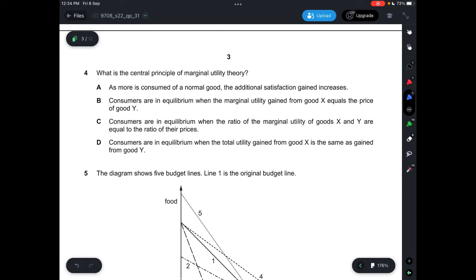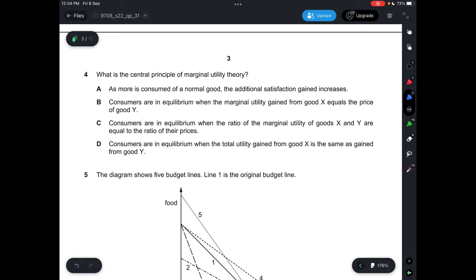Question 4. What is the central principle of marginal utility theory? Okay, marginal utility theory. So this means that if you consume more of that particular good, like extra units, then your marginal utility will decrease. Alright, so this one is central principle. So that means we're talking about the equimarginal principle. So that means MUX divided by PX equals MUY divided by PY. So let's look at the options here.